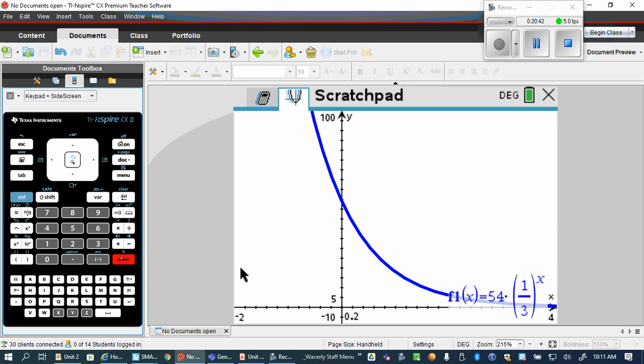This graph looks a little different than the one on the other page, doesn't it? You can tell by looking at it, it's definitely not growth, right? As you read from left to right, it's going down, and it's exponential decay. But what's the y-intercept there?